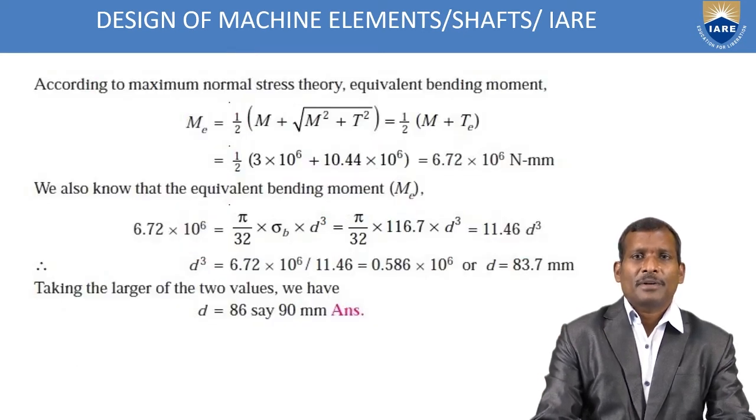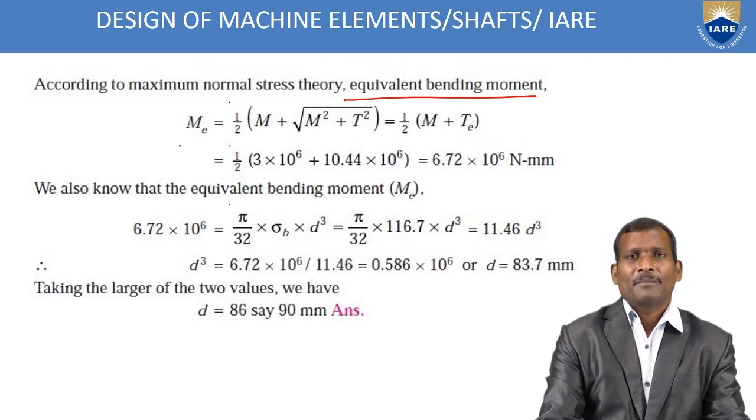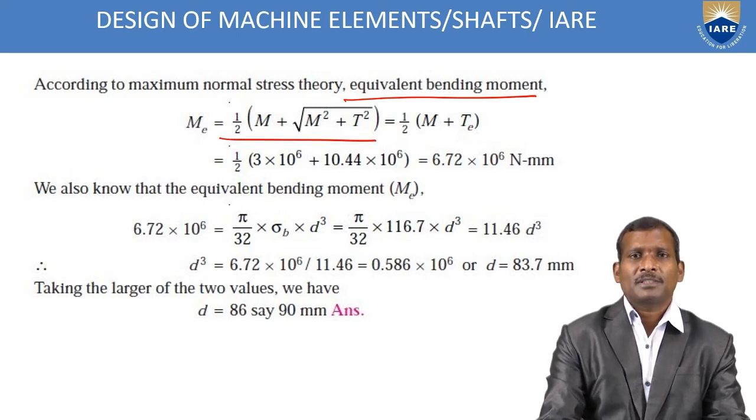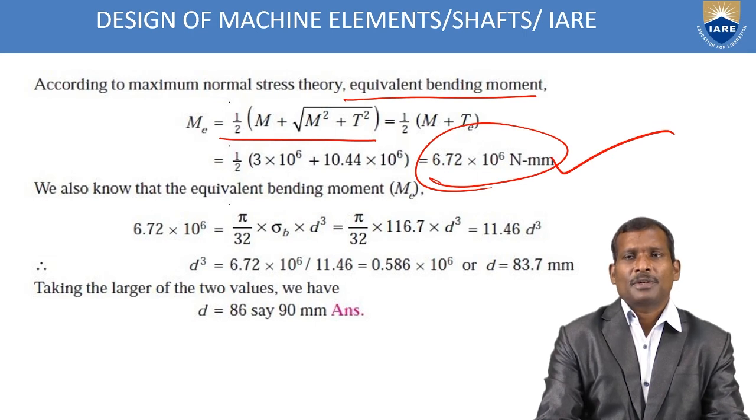Similarly, find the diameter of the shaft according to the maximum normal stress theory. In this case, you should apply the equivalent bending moment equation. The equivalent bending moment Me is equal to half into M plus square root of M squared plus T squared. Directly substitute the bending moment value and torsion value in this equation. You will get 6.272 into 10 to the power of 6 Newton mm.